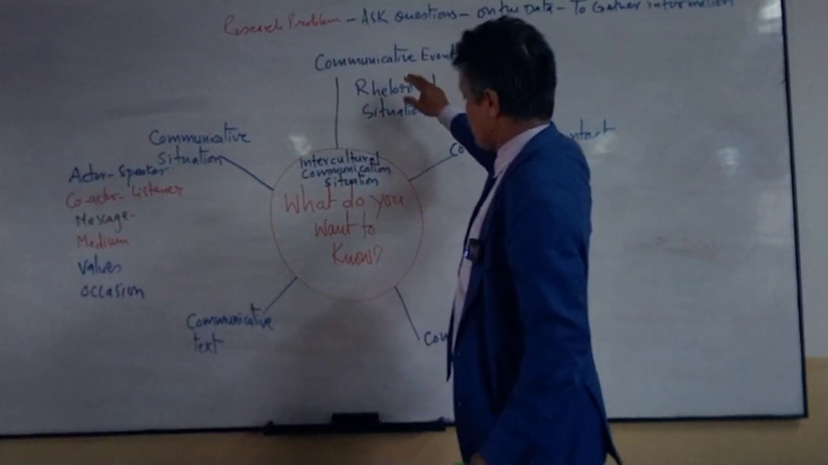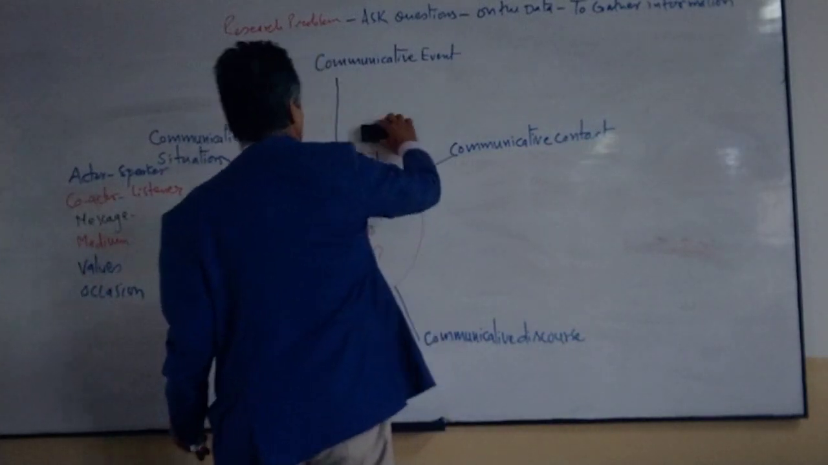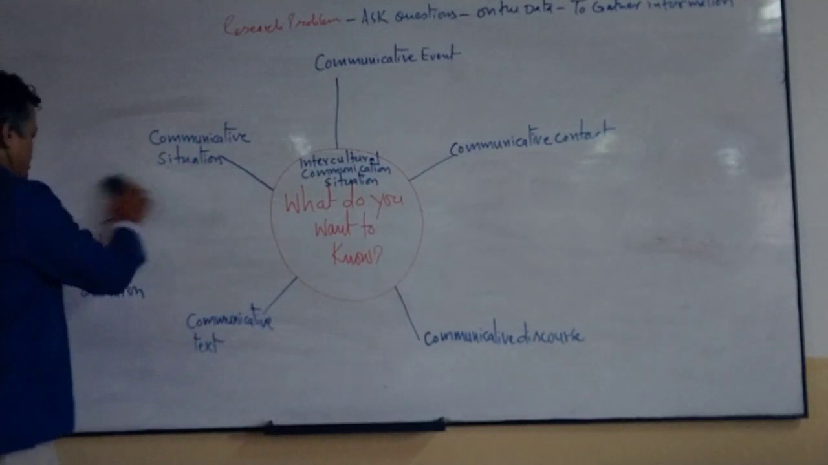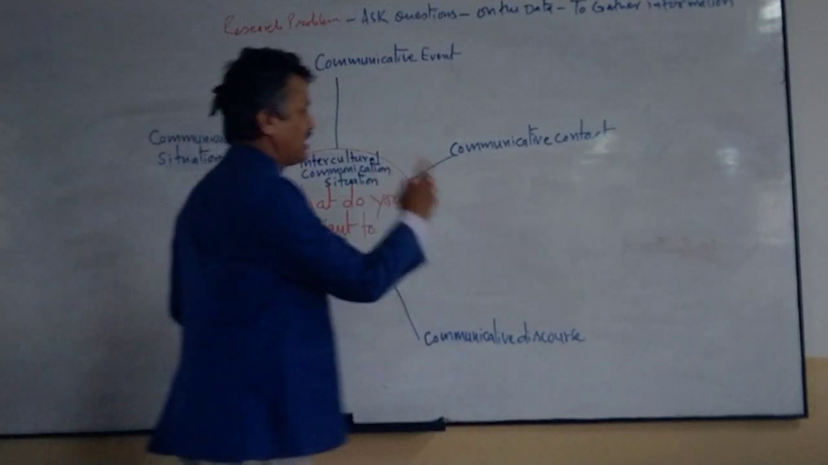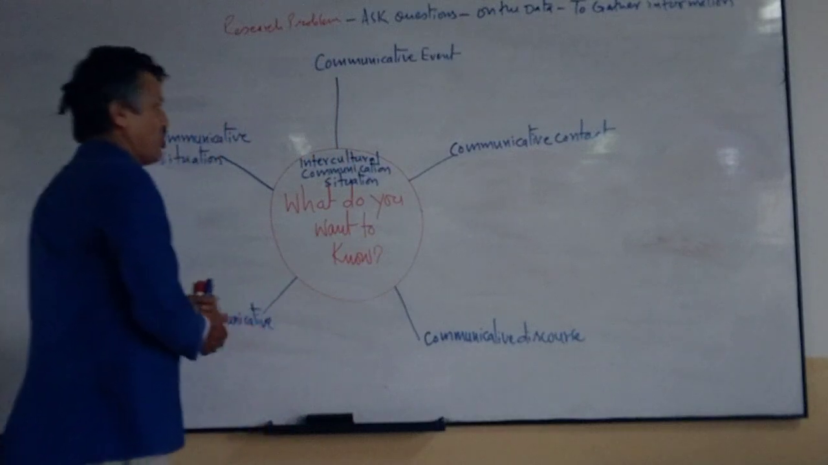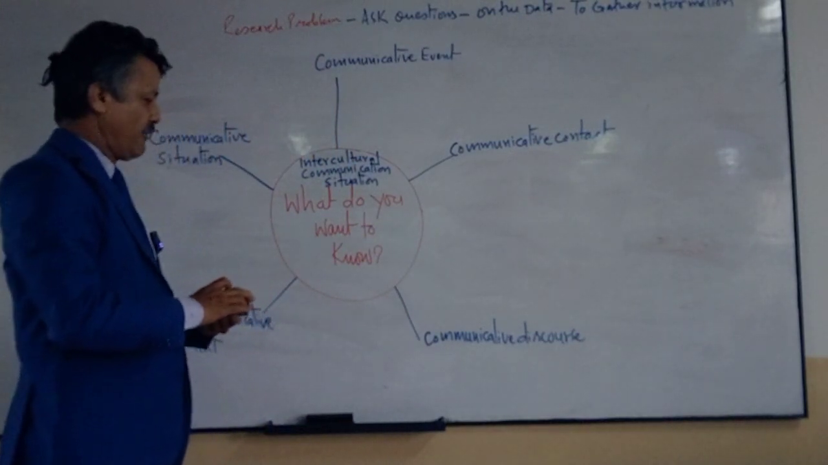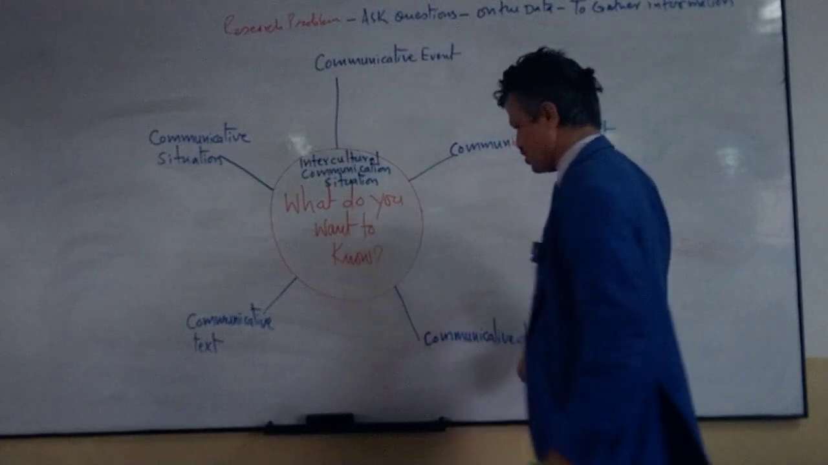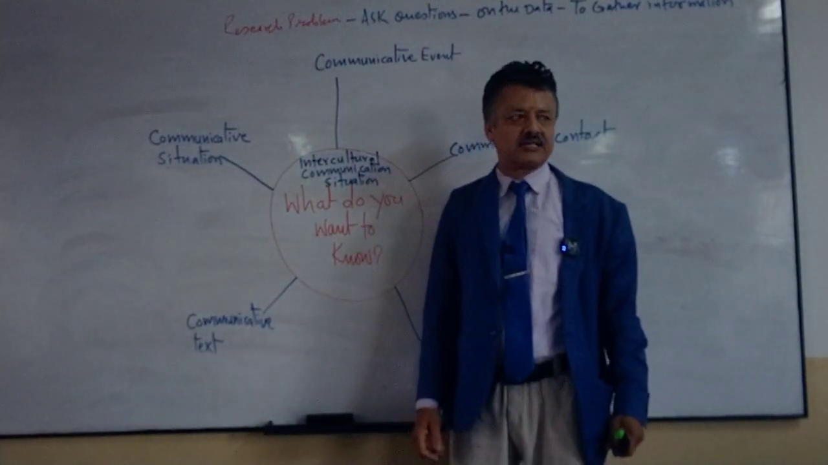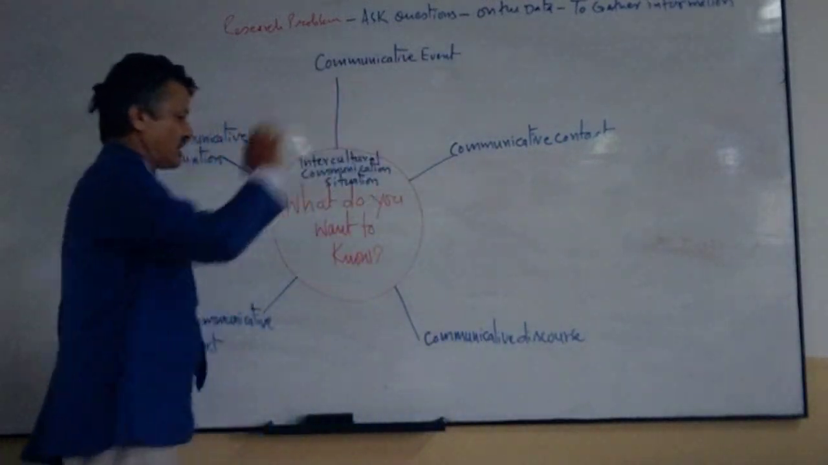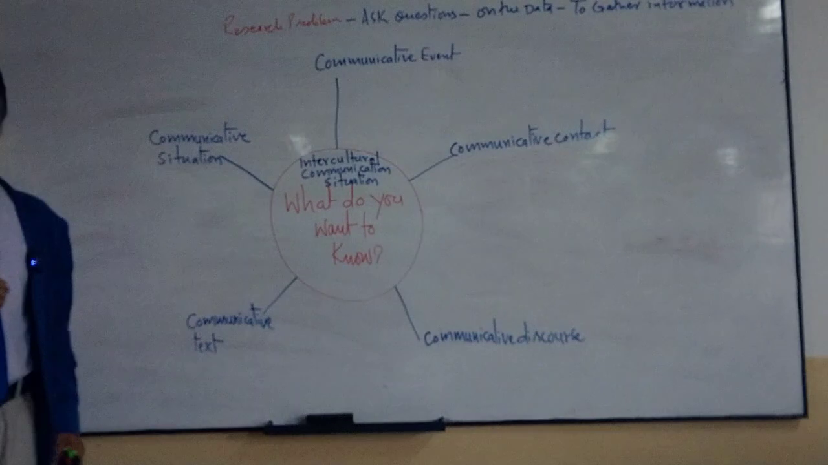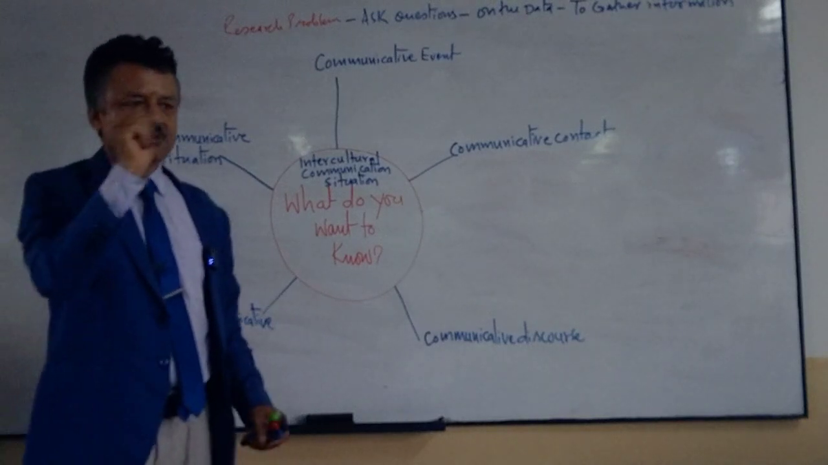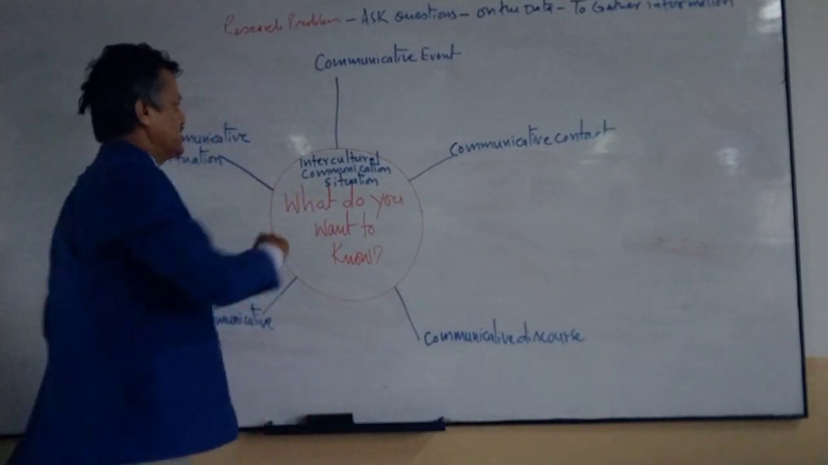Now, you can decide to focus on communicative event, or you can say, I will not focus on communicative event, I will focus on communicative contact. Or you can say, no, I will not focus on event or contact, I will focus on discourse. Or you can say, Divakar sir, I am not going to focus on event or contact or discourse, I will focus on the text. Or you can say, no Divakar sir, my focus is not about event or contact or discourse or text, I will focus on situation. You cannot focus on all things at the same time. Focus means limiting. You cannot study all these things.